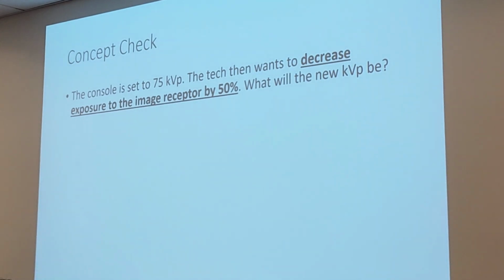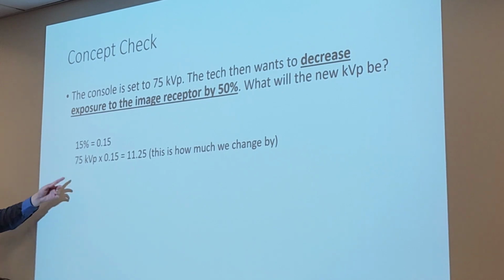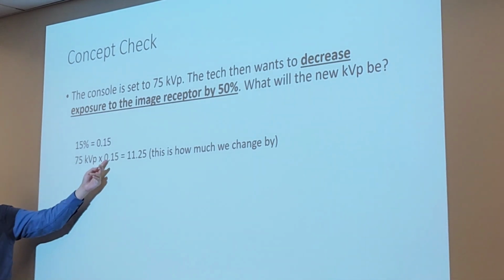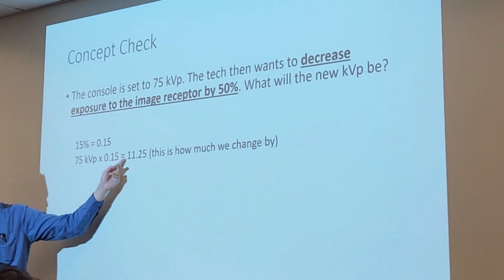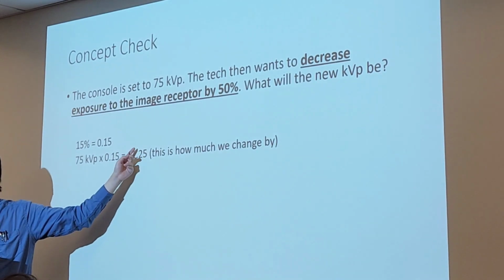11.25. So how do you get 11.25? 75 times 0.15. Good. Sorry, John. 75 times 0.15, right? This is what your calculator will give you, right? This is the amount you change by.